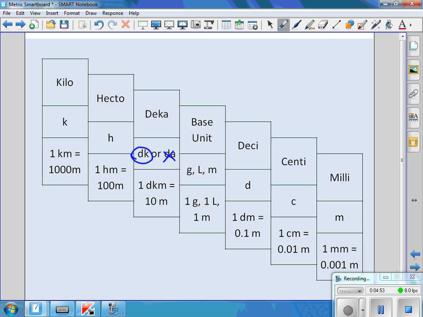So when we look at the middle box, which says base unit, that is 1 gram or 1 liter or 1 meter. If we put kilo, hecto, or deca on the front of any of those words, like kilogram, hectogram, or decagram, we're making that unit bigger.